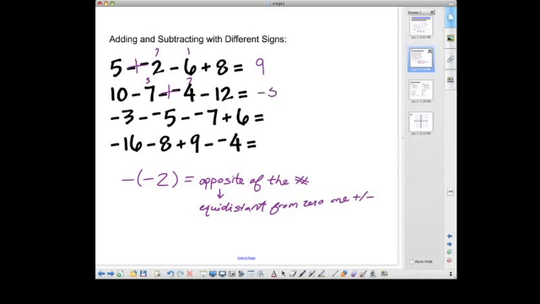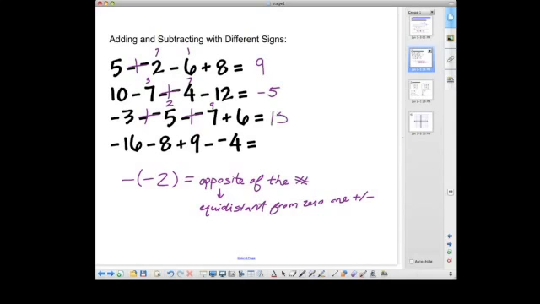The next example says negative 3, and the opposite of negative 5 tells us it's plus. Negative 3 plus 5. So to get from negative 3 to 0, you plus 3. What's left over? Plus 2. 2 and the opposite of negative 7 tells me it's positive 7. So 2 plus 7 is 9. 9 plus 6 is 15.